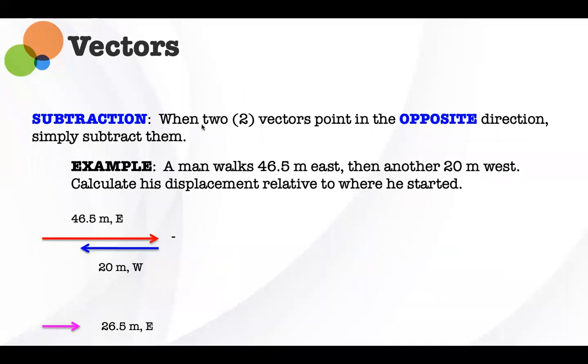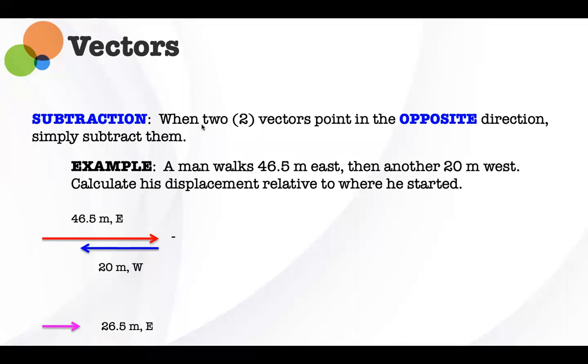Let's continue. All right, so subtraction. When two vectors point in opposite directions, you simply subtract them. A man walks 46.5 meters east and then walks 20 meters west. Calculate his displacement relative to where he started.